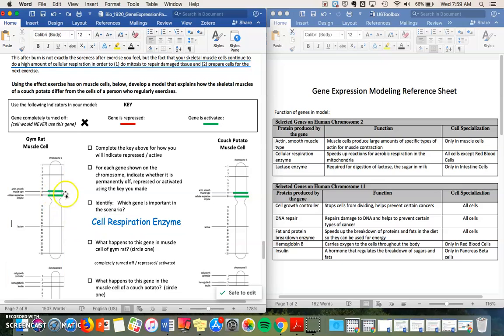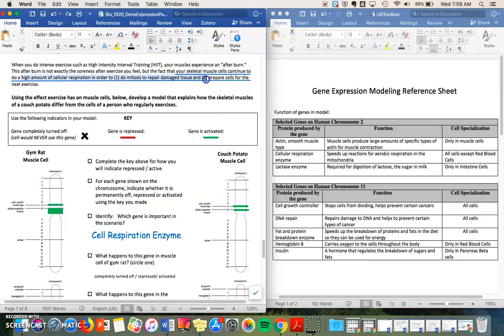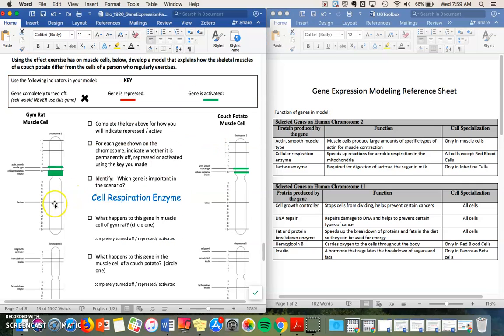So what's the difference between the gym rat and the couch potato? Well, they're both going to be activated, but the gym rat is going to be doing way more cellular respiration. Again, how do I know this? The caption will tell you, right? These muscle cells do a high amount of cellular respiration if you're doing these HIIT exercises. All right. So then we'll go on, and like I said, lactase is only in intestine cells, so it's going to be turned off in muscle cells.